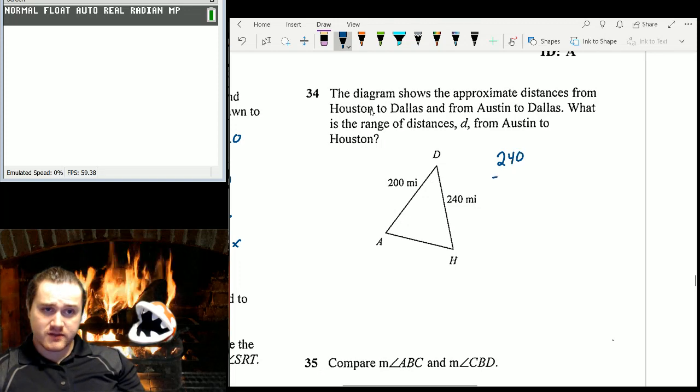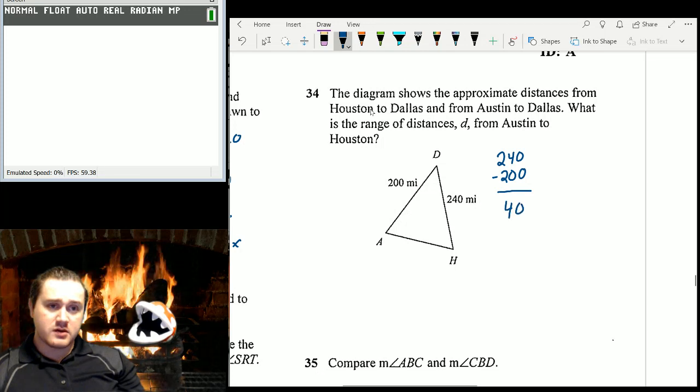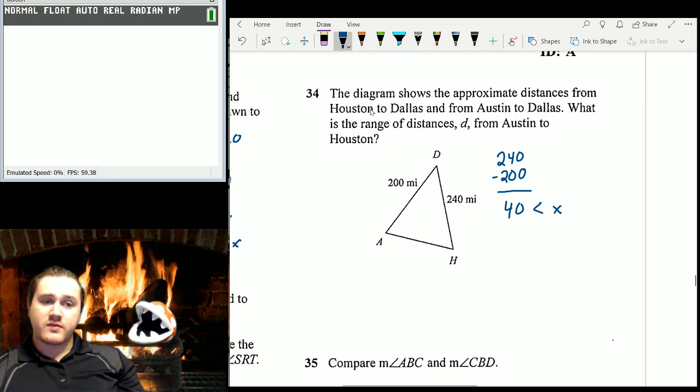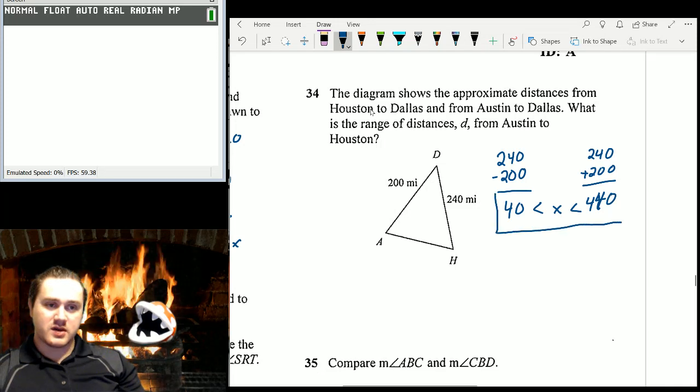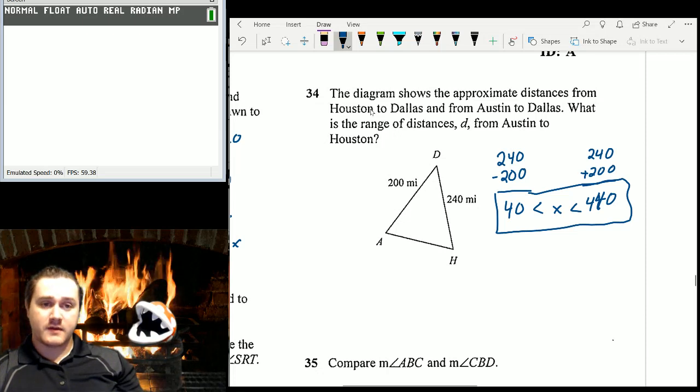So 240 minus 200 gives us 40. Alright, so that's the low end. It would be less than x. But we also have to do the high end where we're going to add the two that we know. 240 plus 200. And that would be the high end, which is 440. So your answer on this one is between 40 and 440. And really, since there are units, you'd have miles.